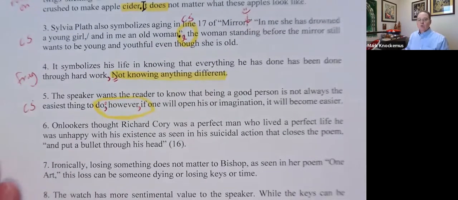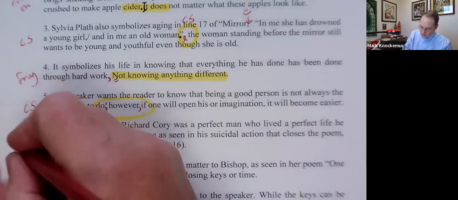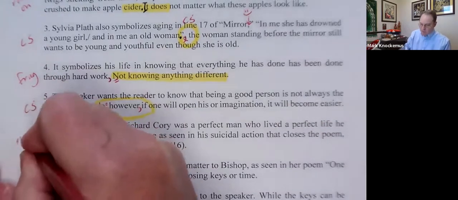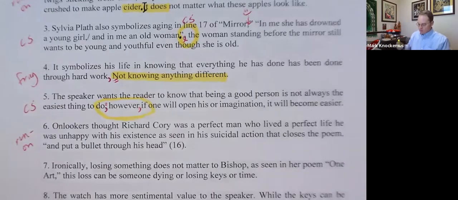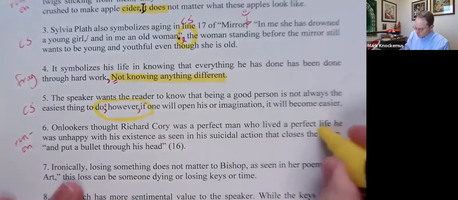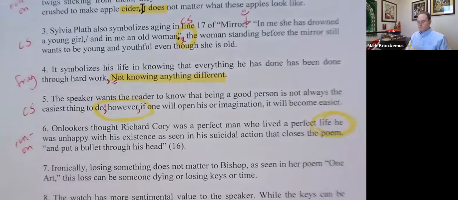Onlookers thought Richard Cory was a perfect man who lived a perfect life. He was unhappy with his existence, as seen in his suicidal action that closes the poem, and put a bullet through his head. Boy, I was running out of breath. Yes, I was. So there it is. Let's fix this one in a different way, use a different method.